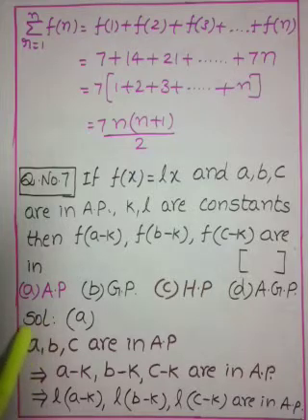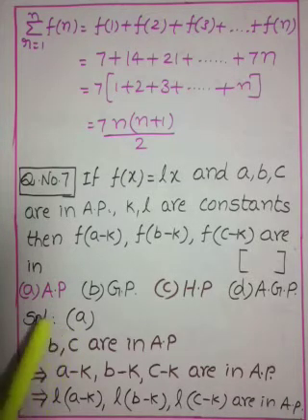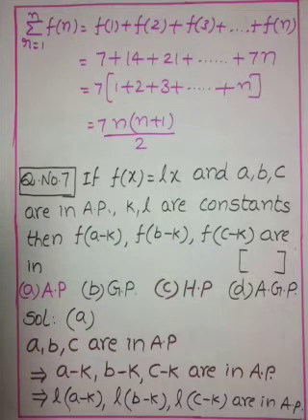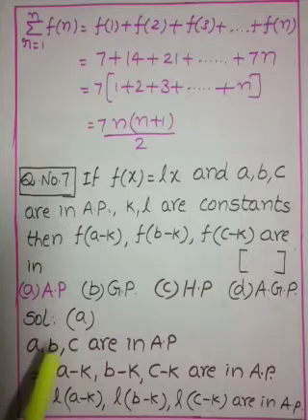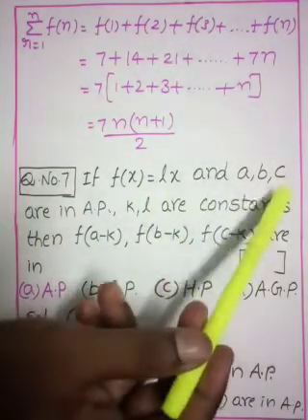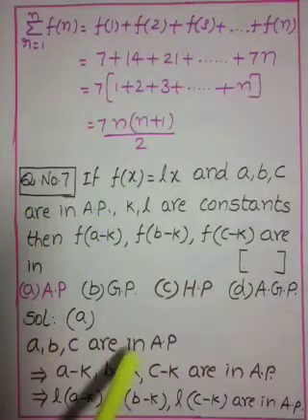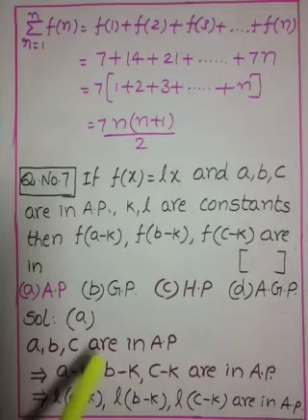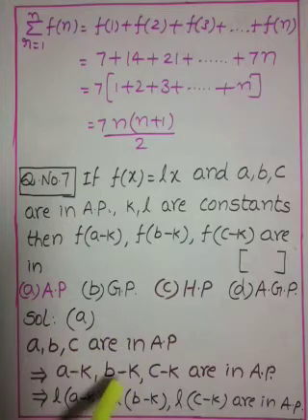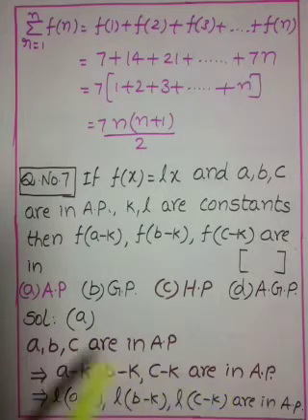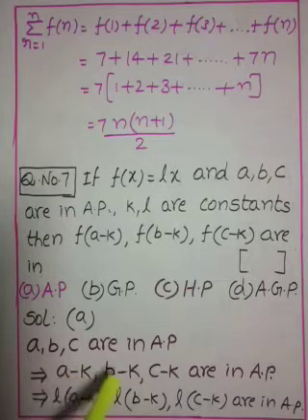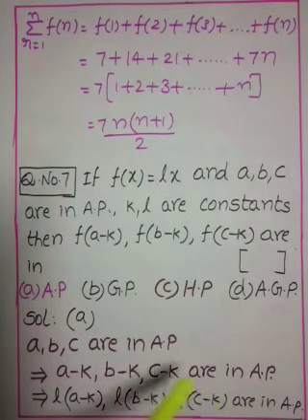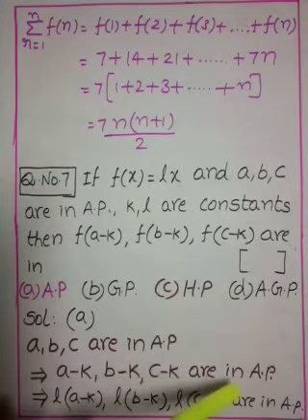Let us see the solution. The first option, that is AP. The three terms are in arithmetic progression. Let us see how these three terms are in arithmetic progression. Here it is given that a, b, c are in AP, already given in the question itself. Then if you subtract the same constant from these three terms, then the sequence is also in AP. So a minus k, comma b minus k, comma c minus k are in AP. Here we subtract that k from all these three terms simultaneously. Then the resultant three numbers are also in arithmetic progression.